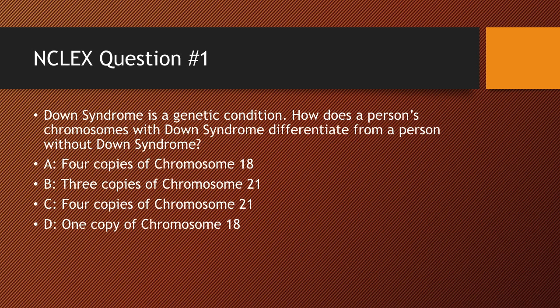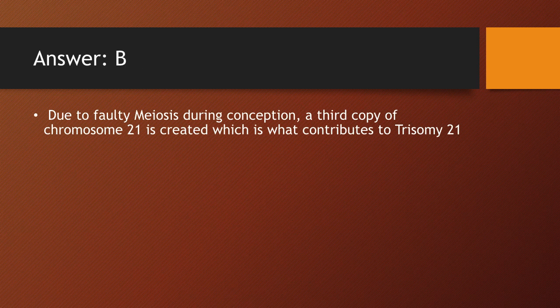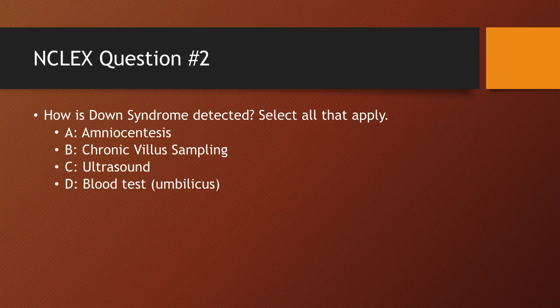NCLEX question number 1. The answer is B. Due to faulty meiosis during conception, a third copy of chromosome 21 is created, which is what contributes to trisomy 21.